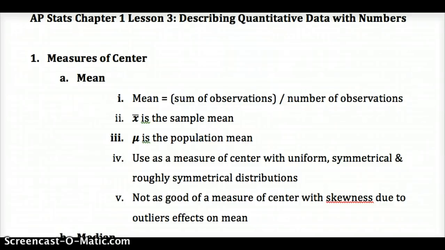This is Chapter 1, Lesson 3, describing quantitative data with numbers. First, we're going to look at measures of center. What gives us the best measure of center? So the mean is the average. So you take the sum of your observations and divide by the number of observations. So if we had 5 pieces of data, we would add the 5 numbers together and divide by 5.